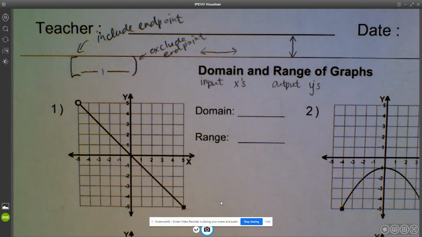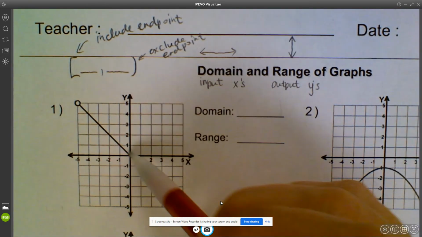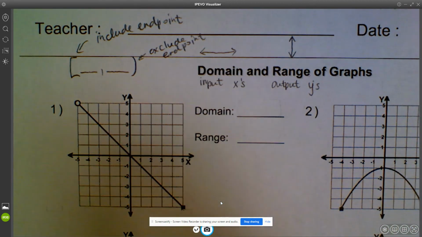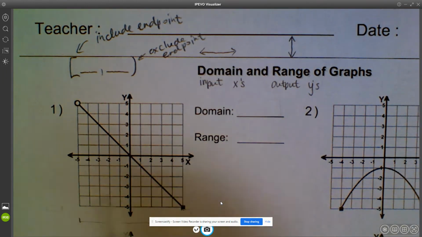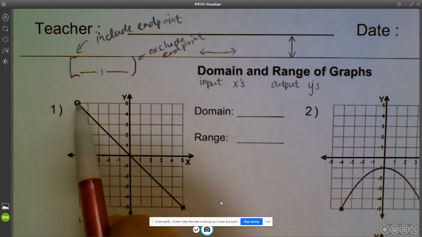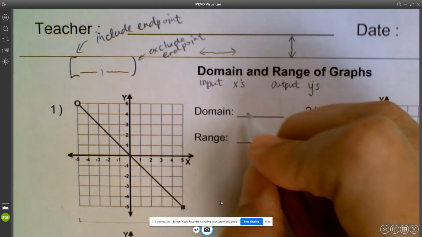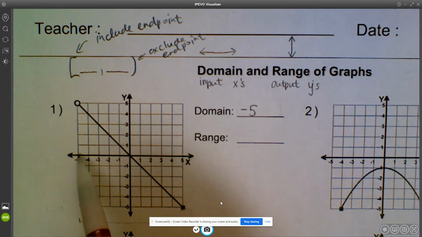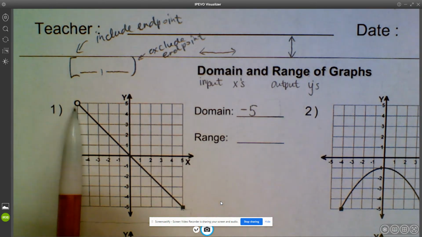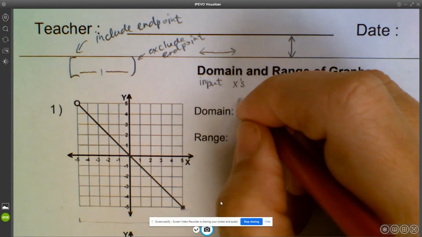All right, so domain deals with the x coordinates. What x coordinates are used in this graph? In other words, how far to the left do I go? And then how far to the right does this graph go? Well, the piece that's furthest to the left has an x coordinate of -5. I don't go any more to the left than -5. And I do not touch the -5, so I'm going to put a left parenthesis there.